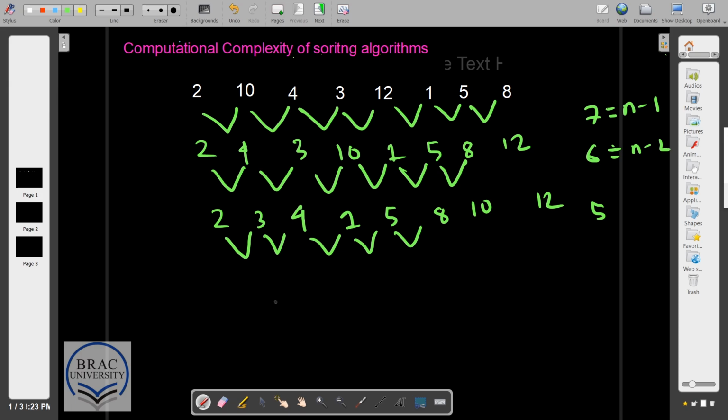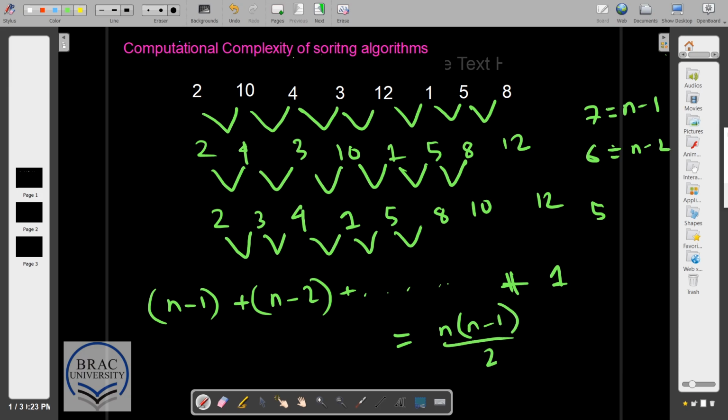At the first iteration, the bubble sort makes n minus 1 comparisons. Then it makes n minus 2 comparisons. At one time, it only becomes one comparison. So the total number of comparisons being made here is n into n minus 1 by 2. This is the number of comparisons we need to make to sort an array with bubble sort.